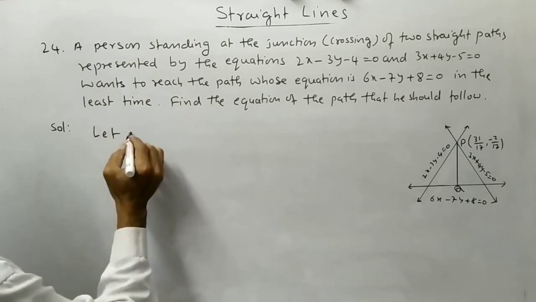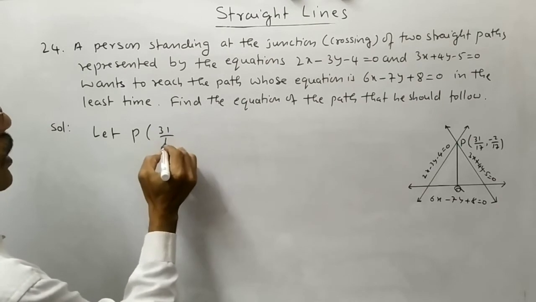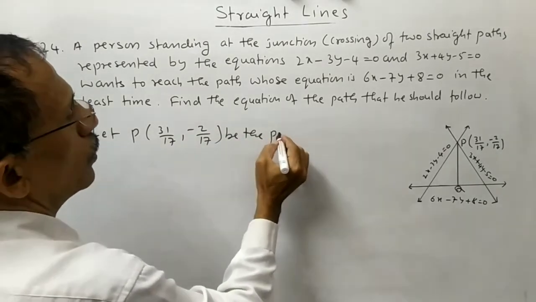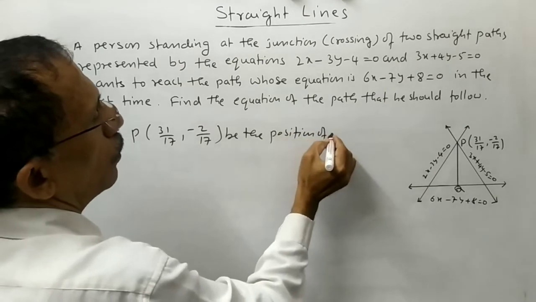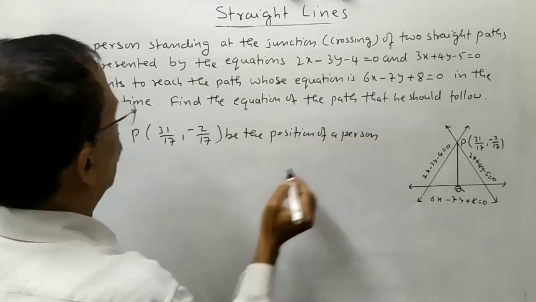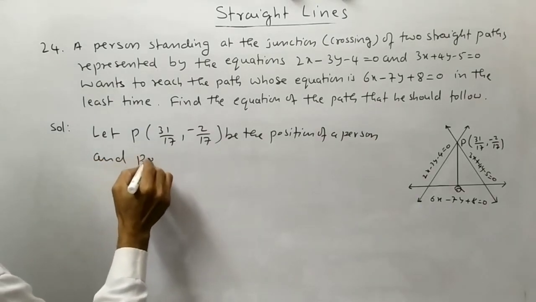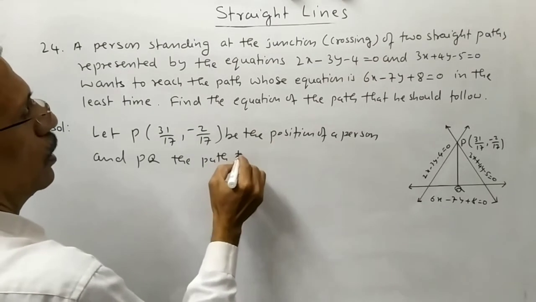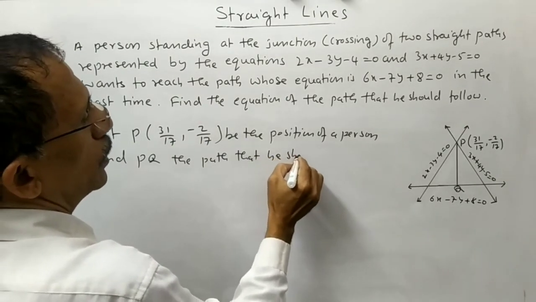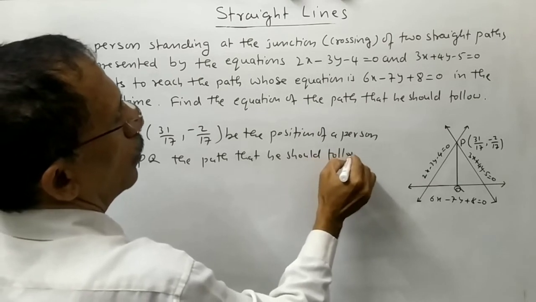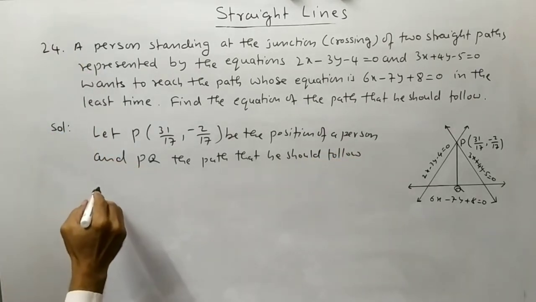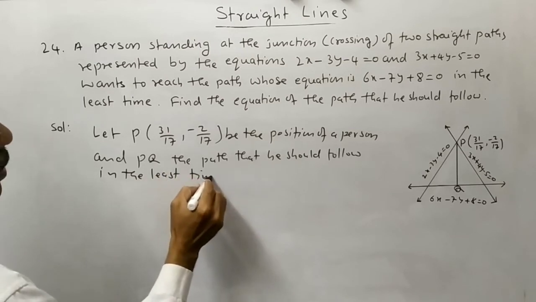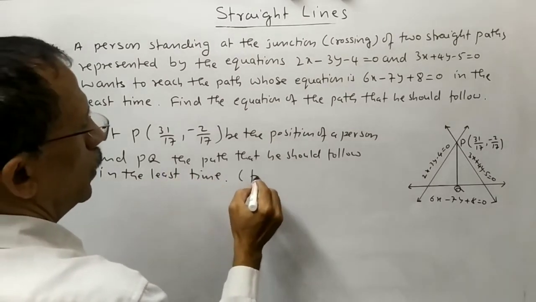Let point P with coordinates 31 divided by 17, minus 2 divided by 17 be the position of a person, and PQ the path that he should follow in the least time. They are shown in the figure.